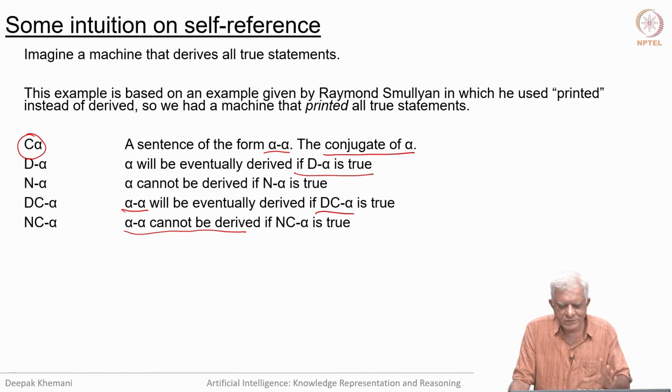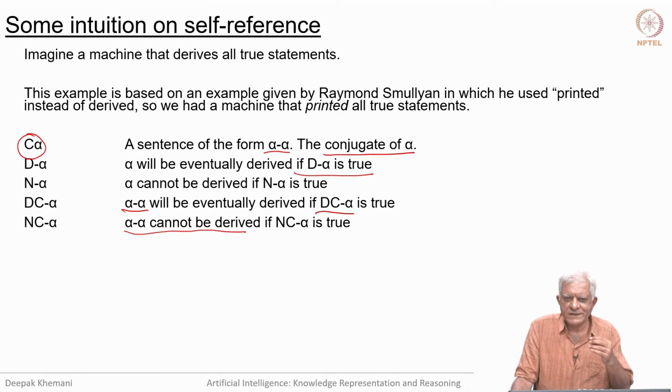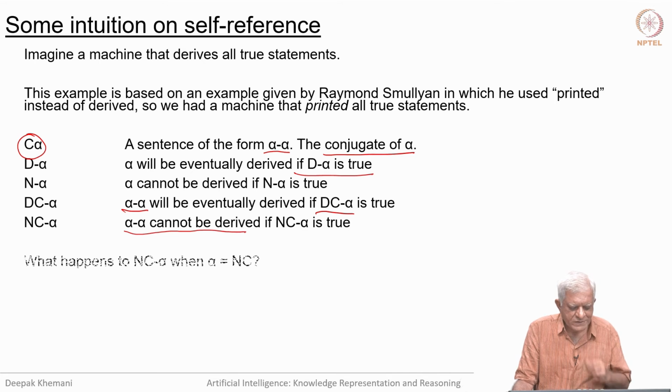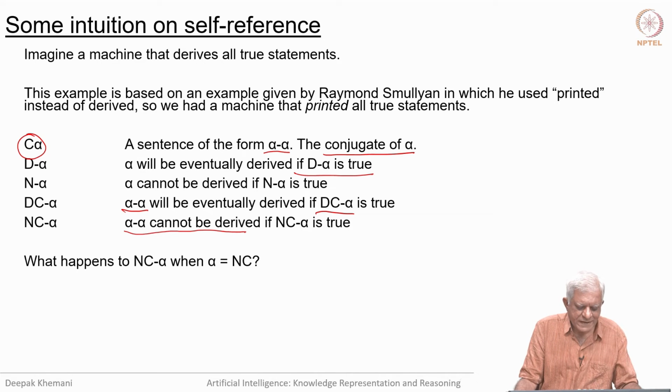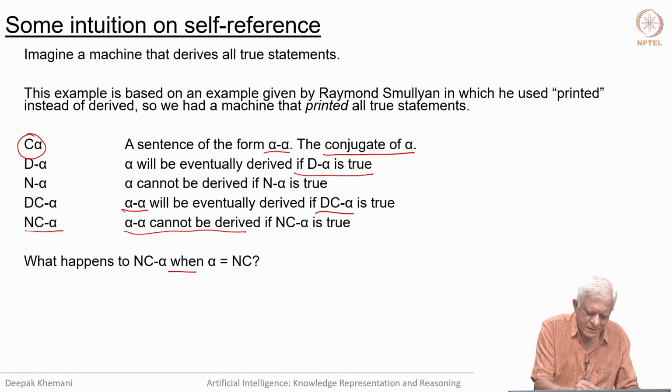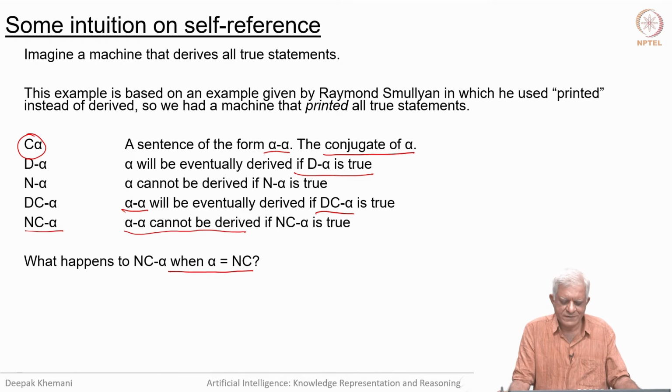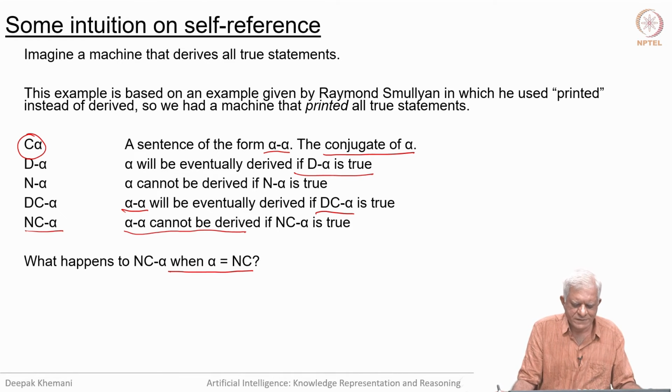What we are going to say now is an insight into the kind of stuff that Gödel was talking about: there are certain things that you can produce in a formal system which can leave you stumped. So, here is a question: what happens to the NC alpha? Remember, NC alpha says that alpha hyphen alpha will never be printed, when alpha is NC. After all, it is just a set of characters.